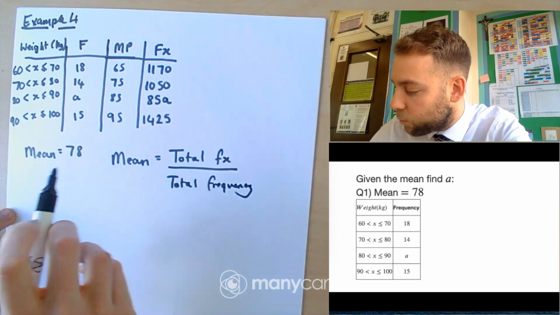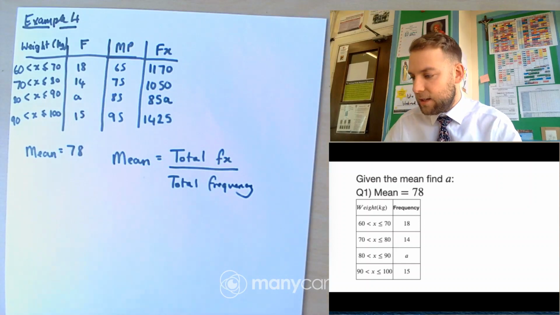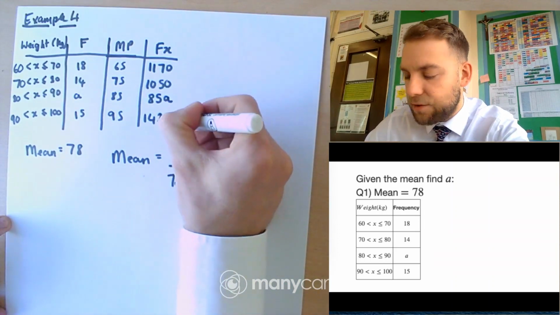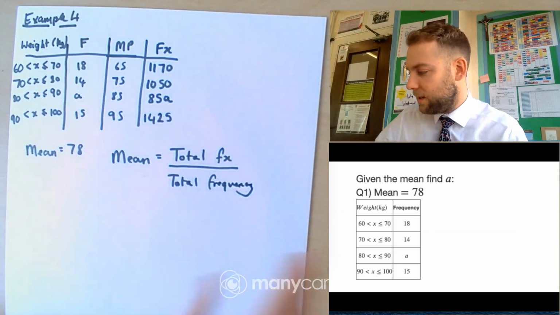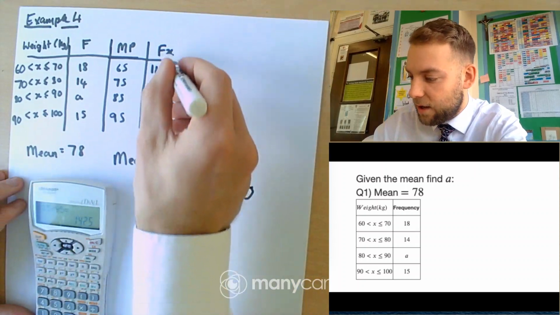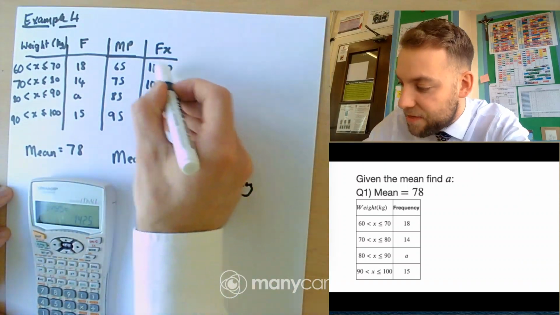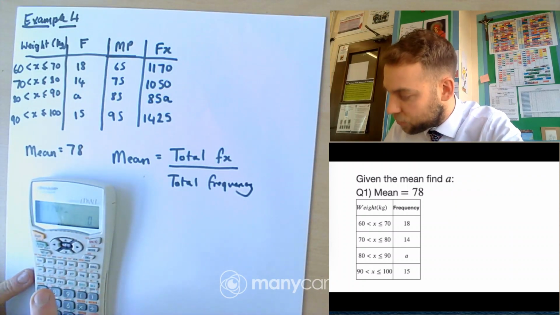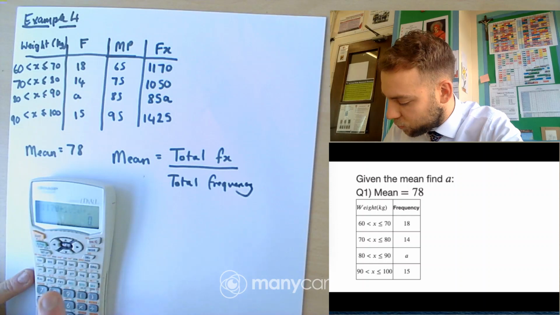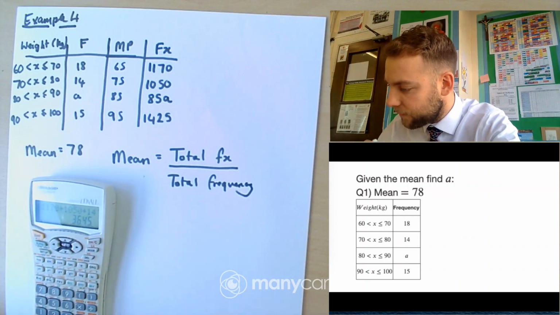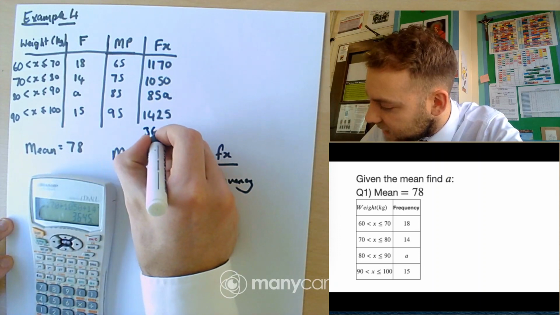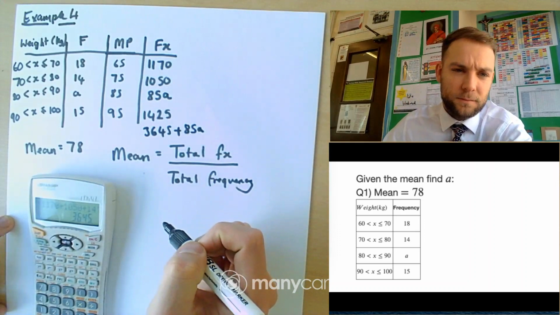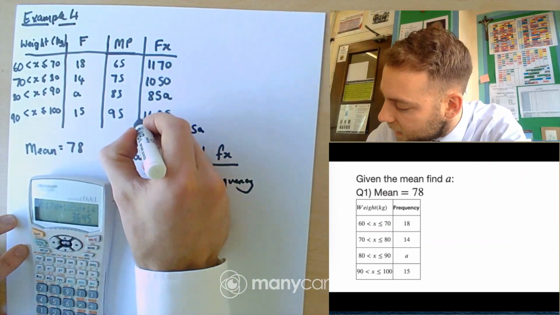So with this one here, let's work out what my total fx is. You've got to be careful with this because this is in terms of a. I can add these three here together, but I can't add this one to it, because this is 85a and this is just a number. So we've got 1,170 plus 1,050 plus 1,425, which is equal to 3,645 plus the 85a. Okay, that is the total there for this part.